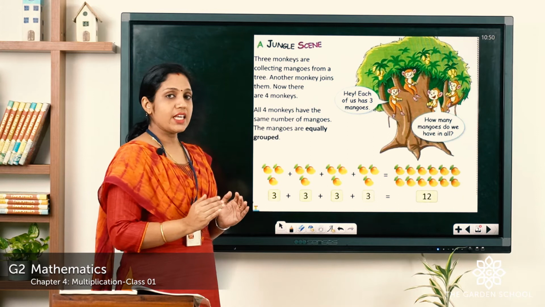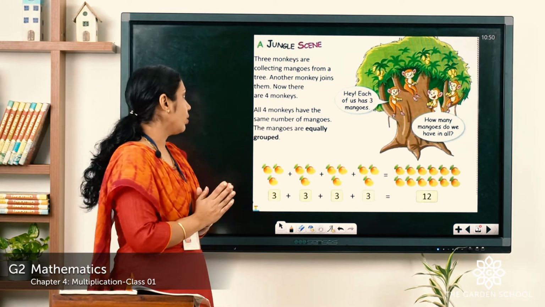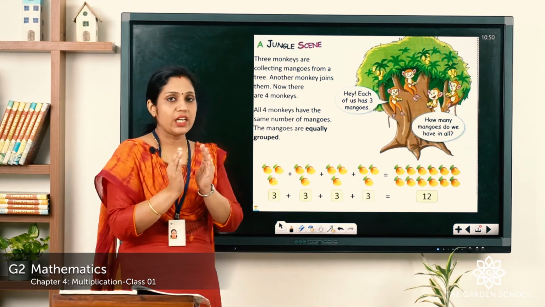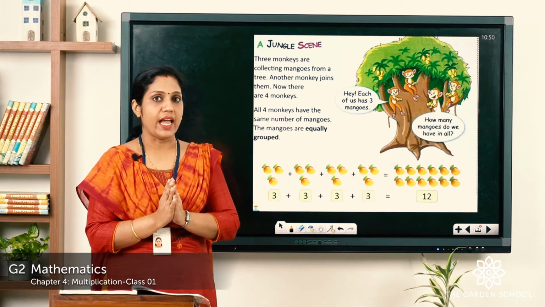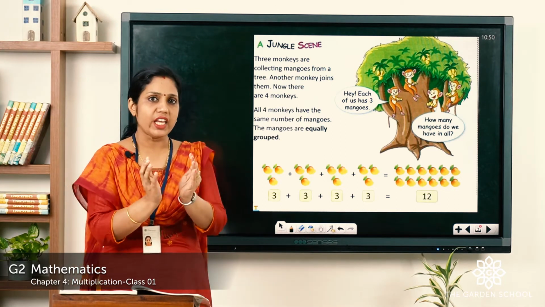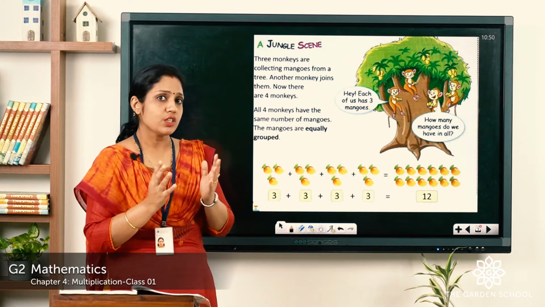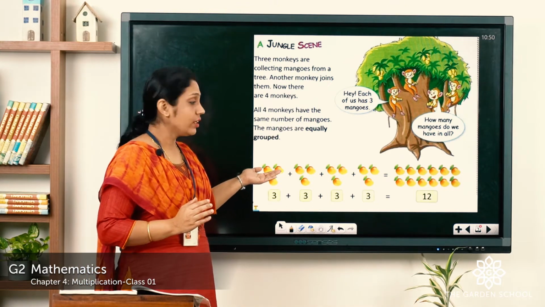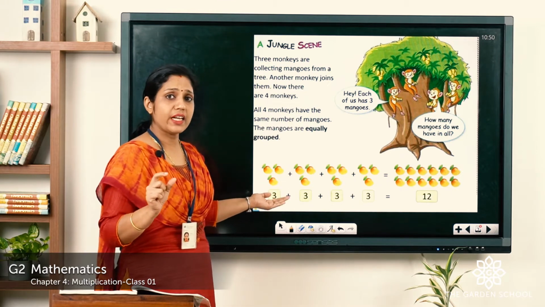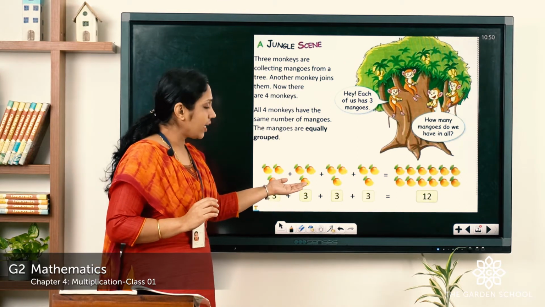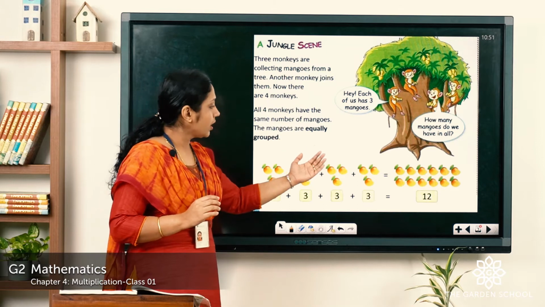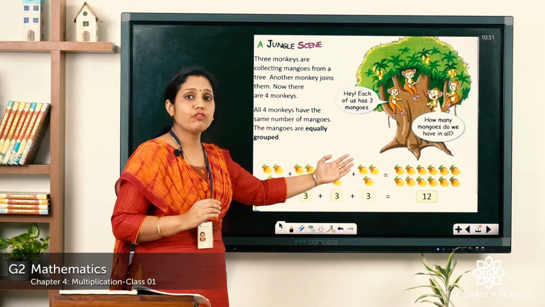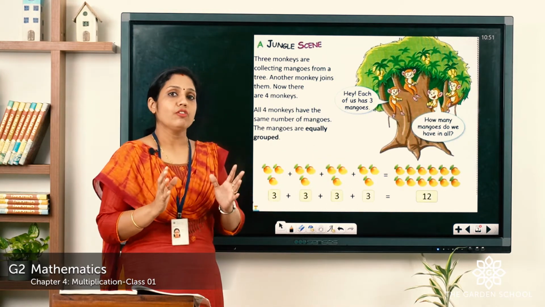All 4 monkeys have the same number of mangoes. The mangoes are equally grouped. Now they have mangoes in their hand and all the 4 monkeys have equal number of mangoes in their hand. So how many mangoes are there? With the first monkey, they have 3. So the first monkey has 3 mangoes, second monkey has 3 mangoes, third monkey has 3 mangoes and the fourth monkey also is having 3 mangoes.